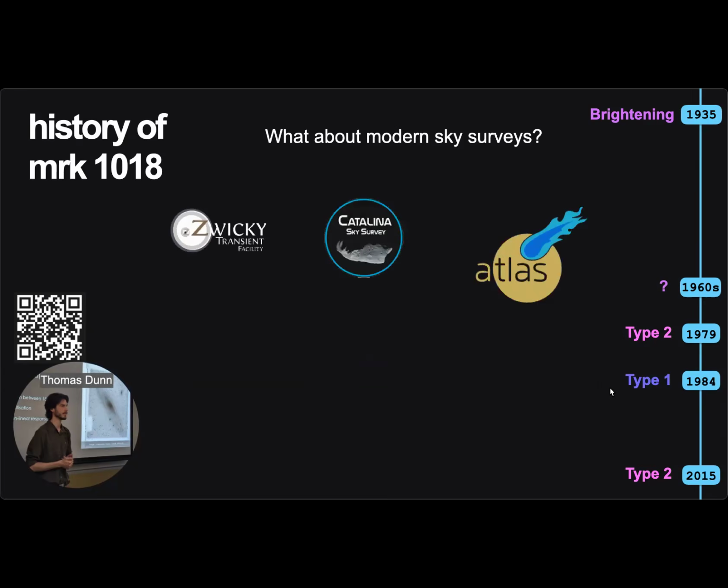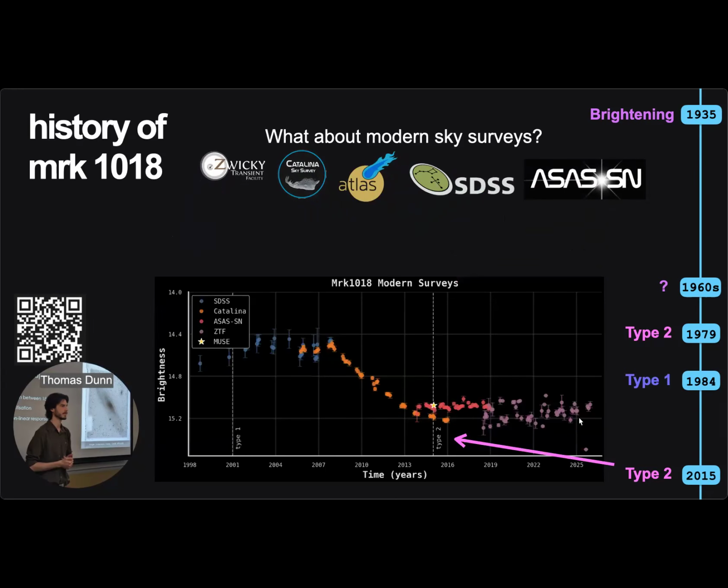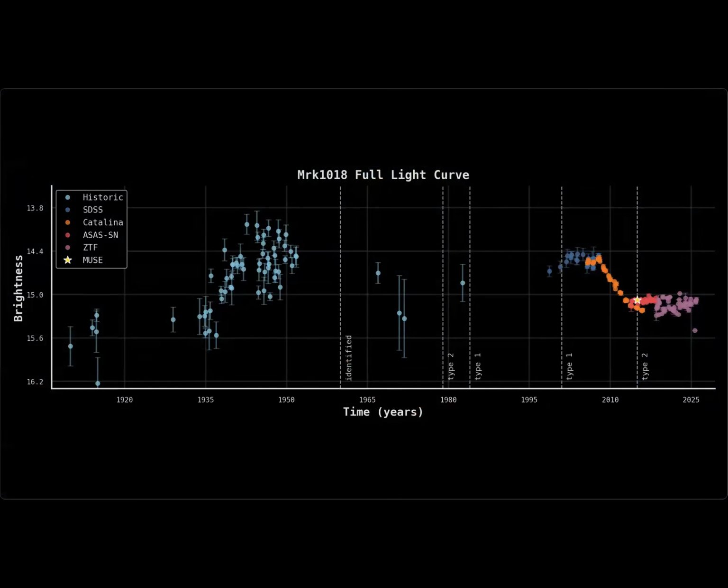And so you'll be asking, have we looked at the modern sky surveys? Yes, we have. So looking at the modern data, this is what we have. This is our most up-to-date light curve with all of Thomas's best calibrations. Again, this will be detailed how this was done in the paper here once it's updated. You can see we've got SDSS, Catalina, ASAS-SN, ZTF, all these things, and our MUSE observation is just in there. And then if we combine all of this, we get this beautiful 105-ish year light curve for Markarian 1018.